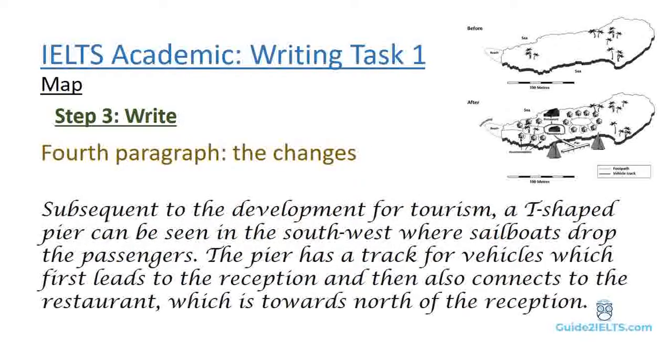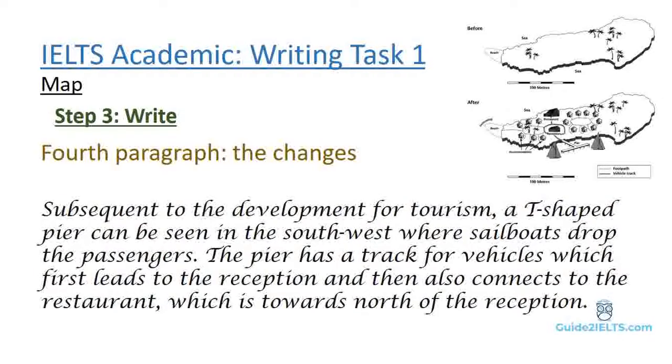According to the planning, we mention the pier first, followed by the reception and the restaurant, and then the vehicular path that connects them. We make certain changes in the vocabulary, like changing vehicular track to track for vehicles. Subsequent to the development for tourism, a T-shaped pier can be seen in the southwest where sailboats drop the passengers. The pier has a track for vehicles which first leads to the reception and then also connects to the restaurant, which is towards north of the reception.